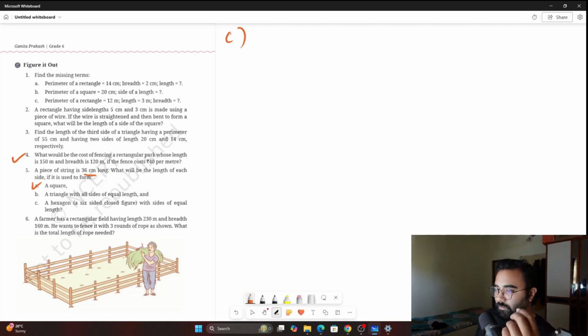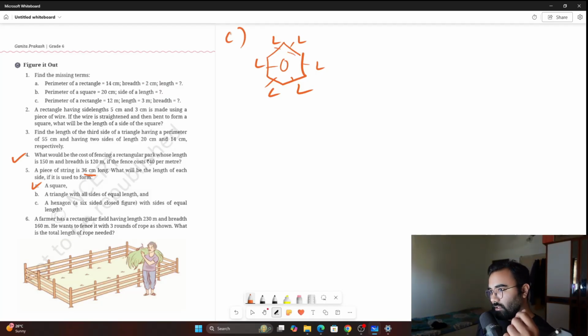A hexagon. Hexa means 6. So there are total 6 sides. A 6-sided closed figure with sides of equal length. 1, 2, 3, 4, 5, 6. There are 6 sides. L, L, L, L. When you come to the higher grades, you'll study this is a benzene. Okay, if you know those bonds, it's benzene. But we'll come to it later.